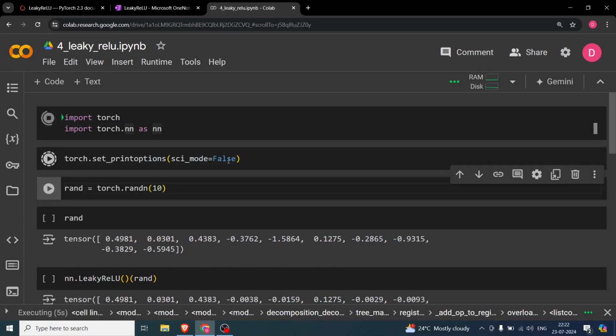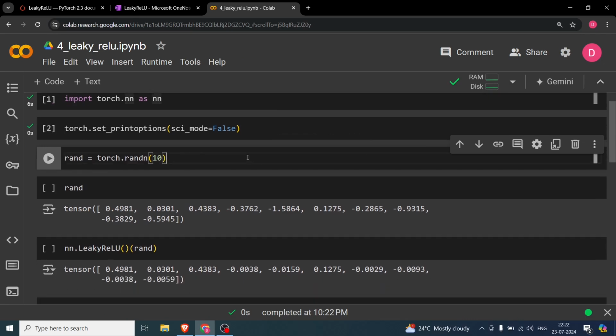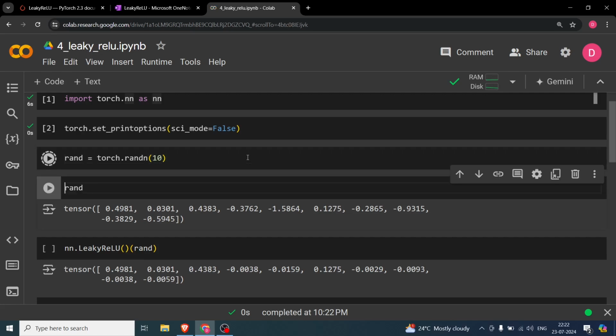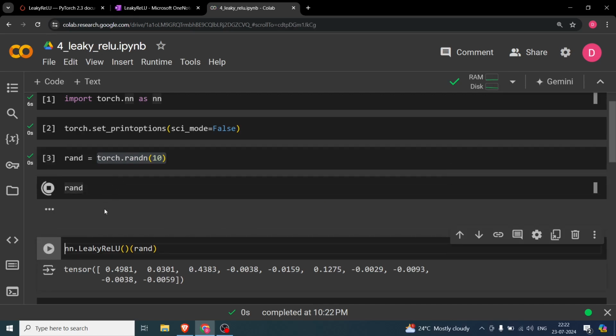Now this line is just for printing, you don't have to use this particular line. This is just to make sure that scientific notations are not printed so that we can easily interpret the results. So this is going to be your random value generation, torch.rand(10). This is going to generate random values over here. You will see the generation.